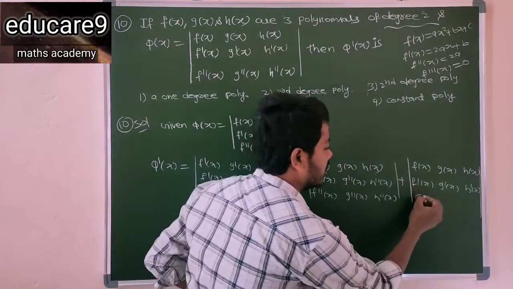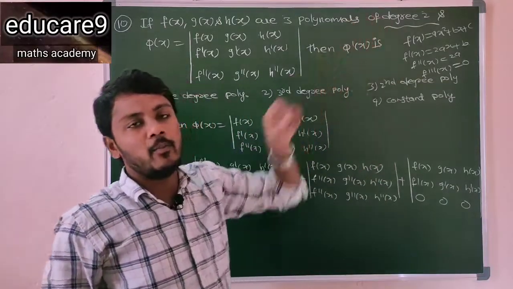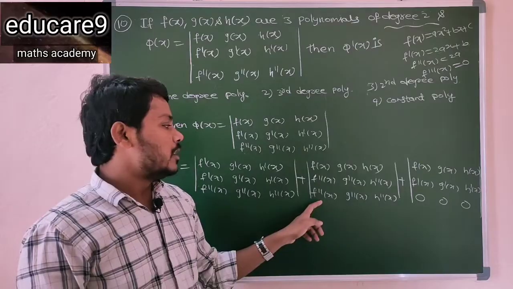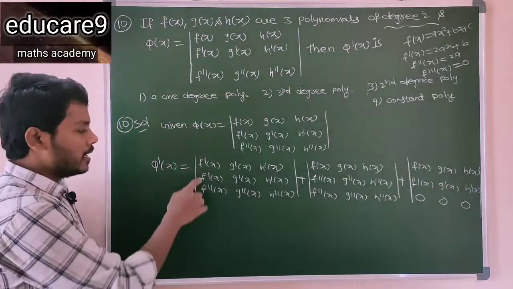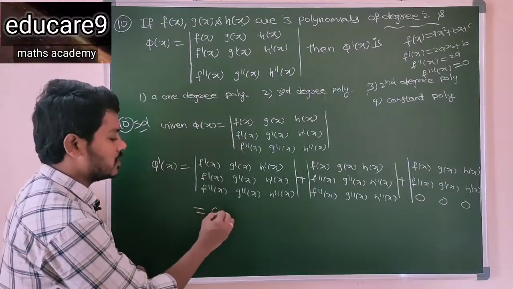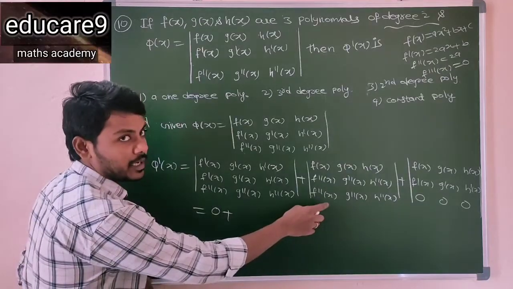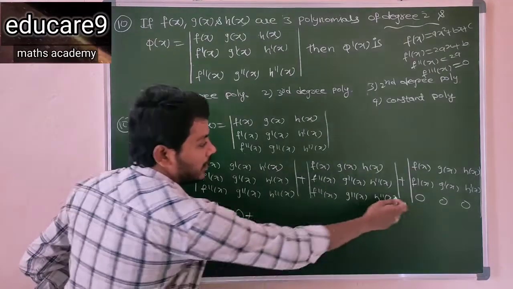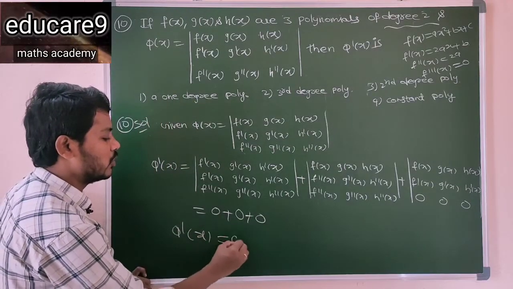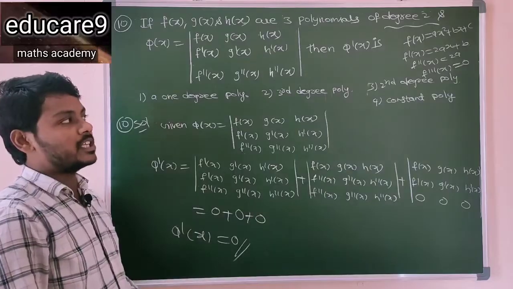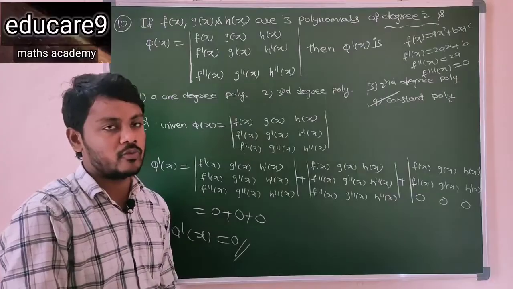So clearly here 0, here 0, here 0. Because these three are second degree polynomials, the triple derivative of that polynomial is 0. So clearly first row, second row similar, this is 0, and here also second row, third row similar, the determinant of this value is 0, and here 0. So clearly phi dash of x is equal to what? 0. So clearly this polynomial is called what? Constant polynomial. So clearly option 4.